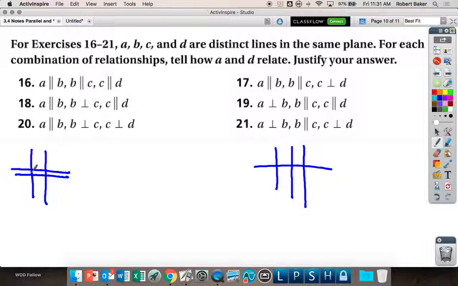Any tributes from row 1 and 4? Danny's been volunteered as tribute. He's been voluntold. You gonna try it, Danny? For number 19, A and D are perpendicular. So we got A, B, B and C, C and D, they are perpendicular. Nailed it.